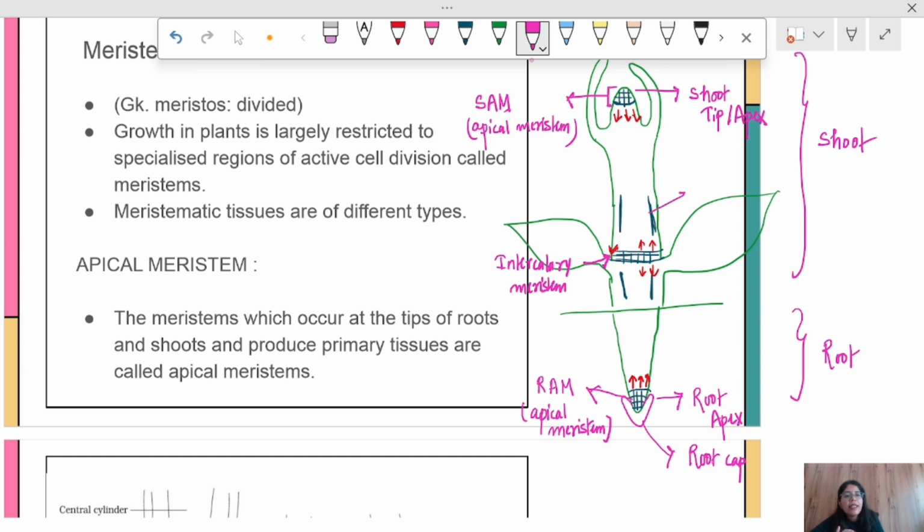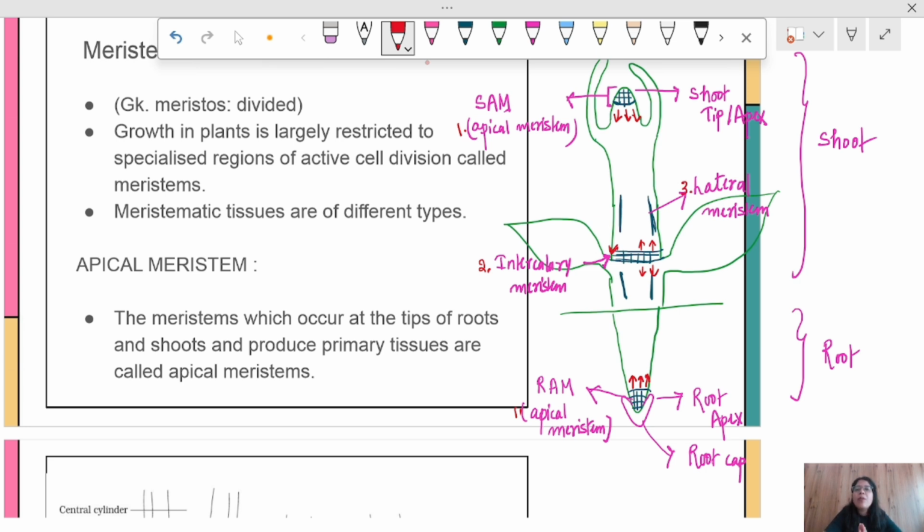And here you can see this is called lateral meristem, which is cylindrical, circular in nature, and it appears later in the life of the plant. I will tell you later what is the meaning of this. It's a secondary meristem. So based on position, you have basically three types of meristem: apical meristem, intercalary meristem and lateral meristem.